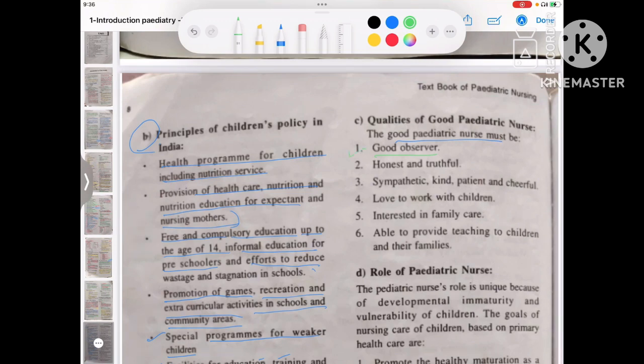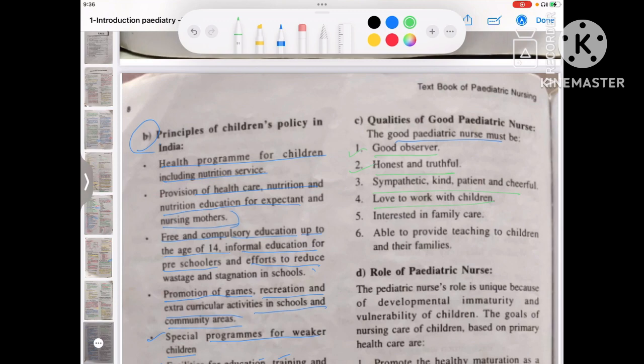That is a good observer, and honest and truthful. Honest and truthful means we should honestly observe, and not simply write something for the sake of returning it. Be sympathetic, kind, and cheerful. The next one is love to work with children, not being cruel or rude. Working with children means we should have a good relationship, feel happy with them, make them happy, and love to work with children.